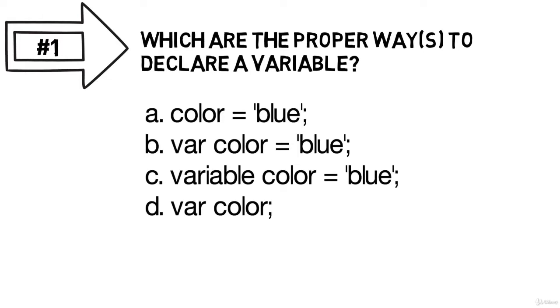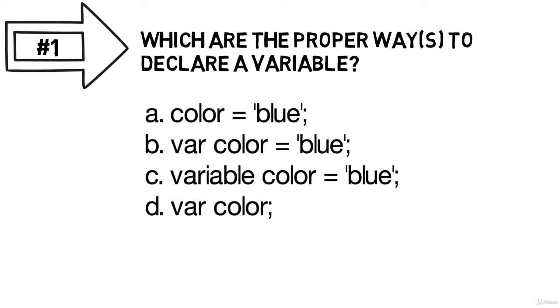The answers are A, B, and D. A is a little tricky because it is missing the variable keyword var. However, unless you are running in strict mode, which you probably should, and we'll cover that in future lessons, color will be registered as a variable at the global level. This isn't good practice, but does create a variable.